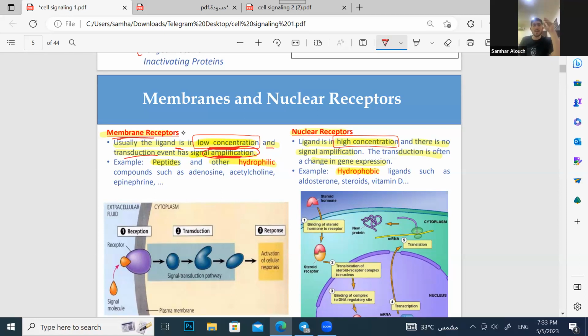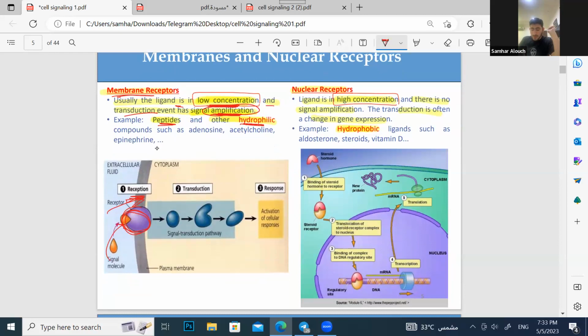And usually those ligands that bind to the receptor are peptides and hydrophilic, which means that they can't pass the membrane, so they can't bind to an intracellular receptor. They can only bind to a membrane receptor. After they bind, they cause signal transduction, which means an enzyme activates another enzyme, activating another enzyme, and by that, they cause amplification. So low concentration can cause a big response.